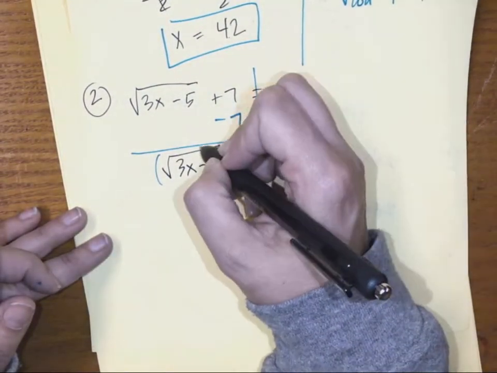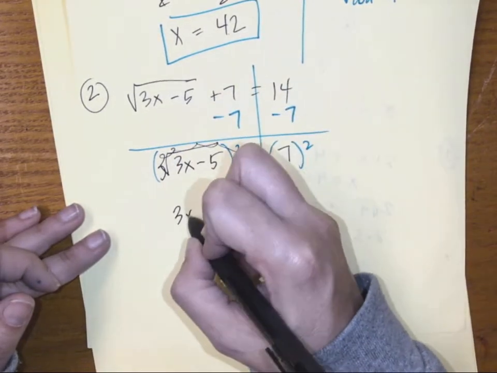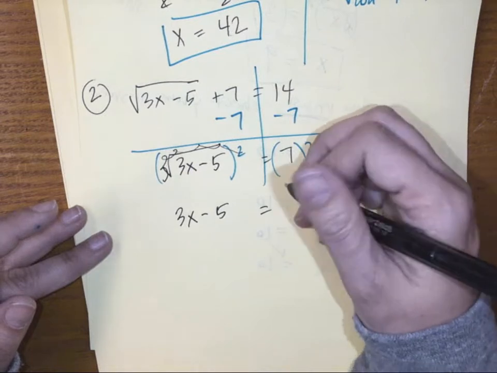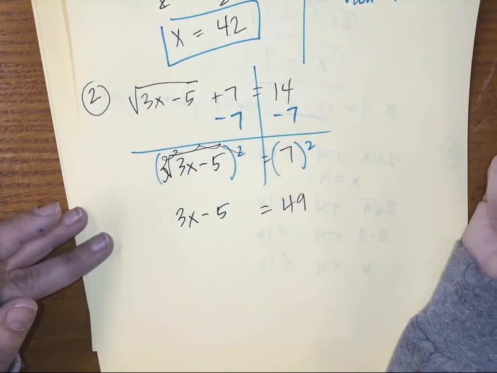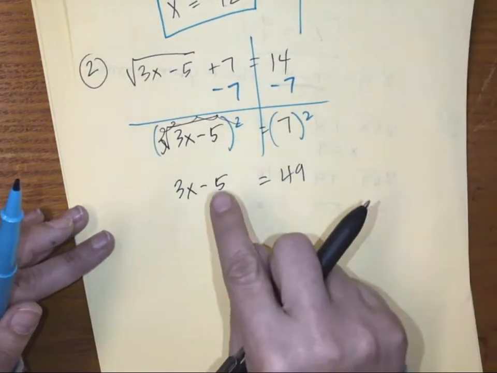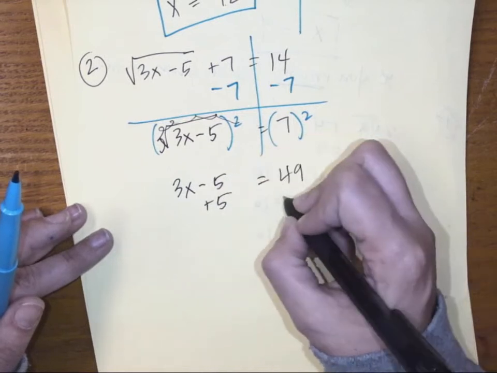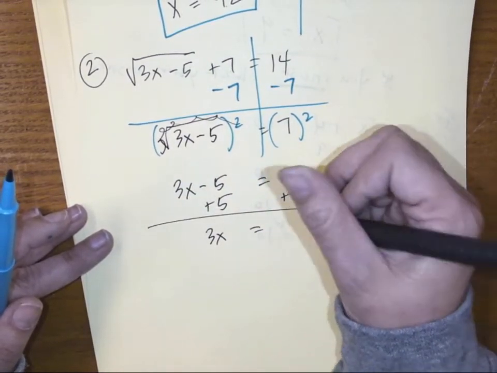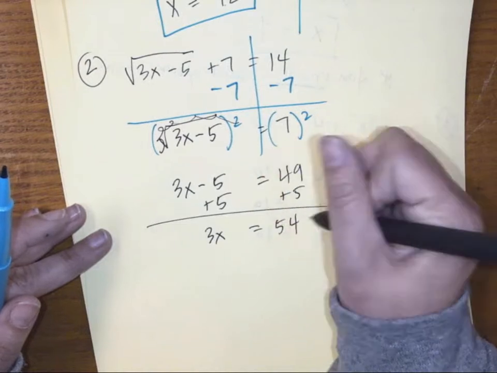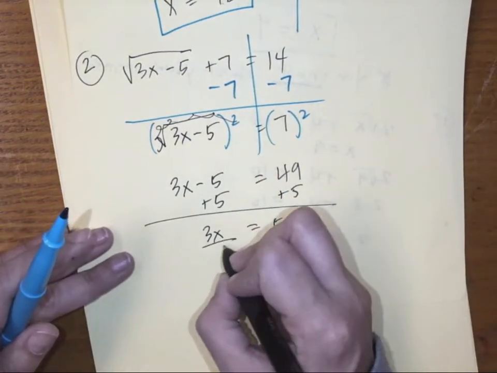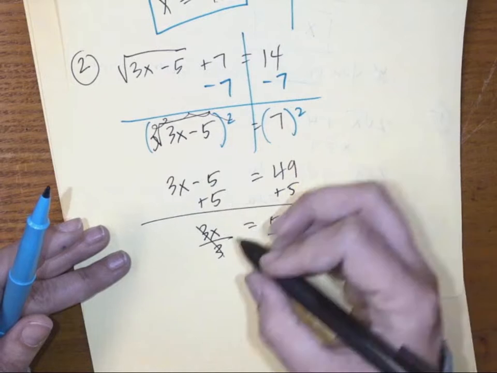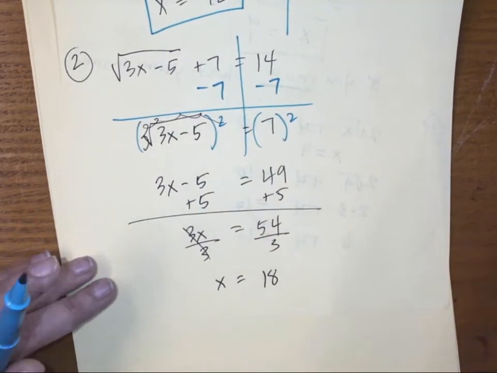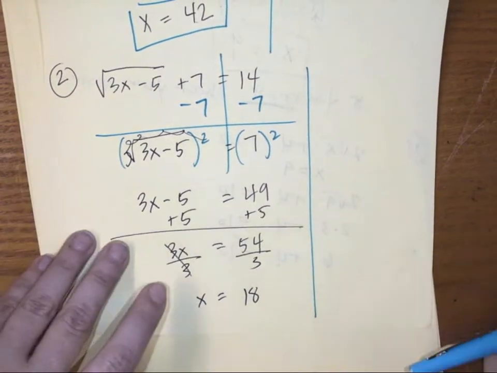Now I want to undo my square root by squaring both sides. Square and square root undo each other. I'm left with 3x minus 5. On the right-hand side, 7 squared is 49. And then we're going to work this out like a regular equation. Move the 5, add 5 to both sides. I get 3x equals 49 plus 5 is 54. And then divide both sides by 3. And I get 18.